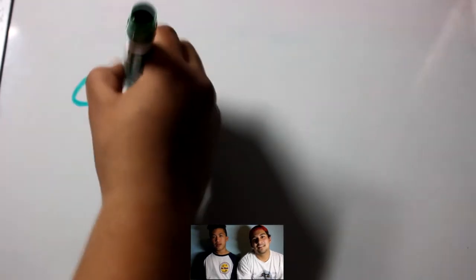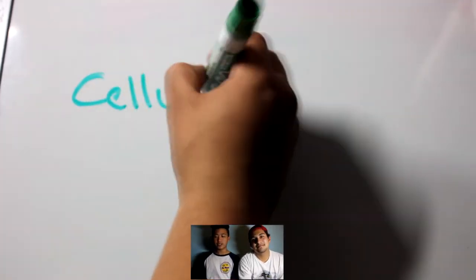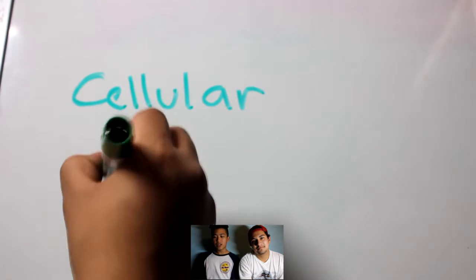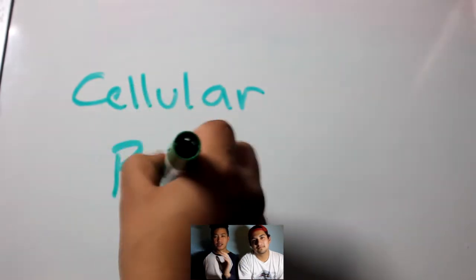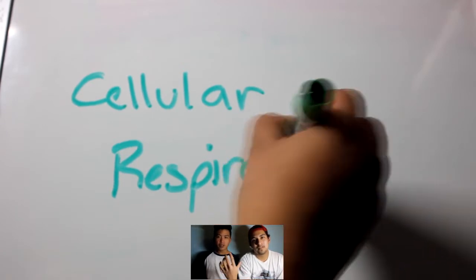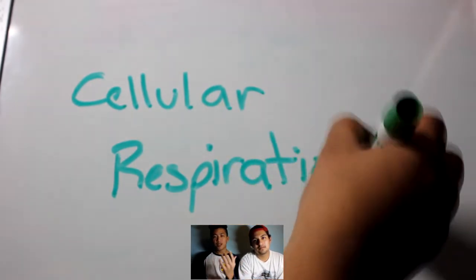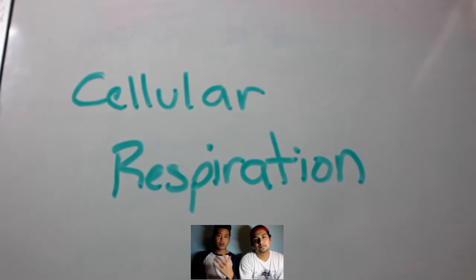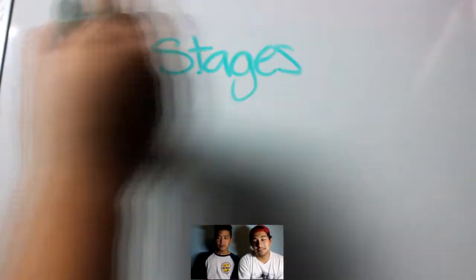Cellular respiration. So the next process we're going to be talking about is cellular respiration. The balanced equation of cellular respiration is C6H12O6, which is glucose, plus 6O2, which is oxygen, to yield 6CO2, which is 6 carbon dioxide, plus 6H2O, which is 6 molecules of water. And during this process, there are 3 different stages.